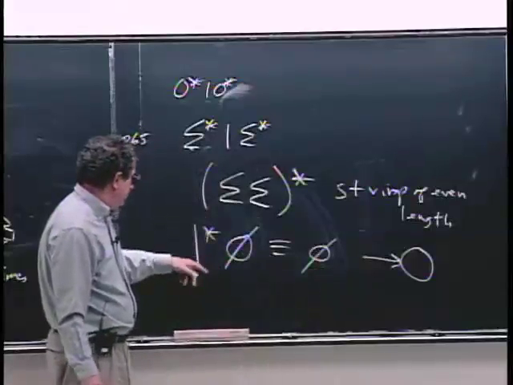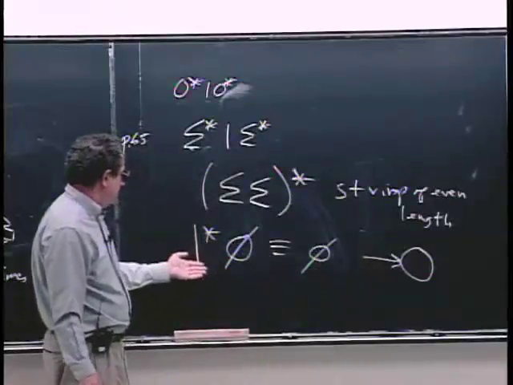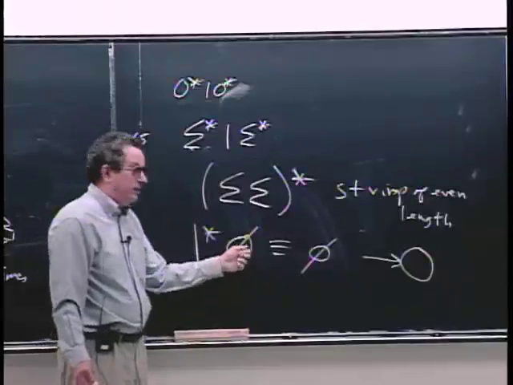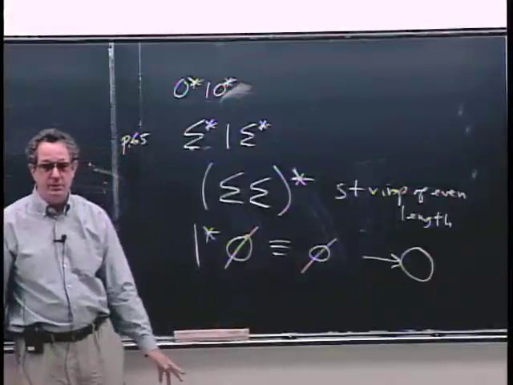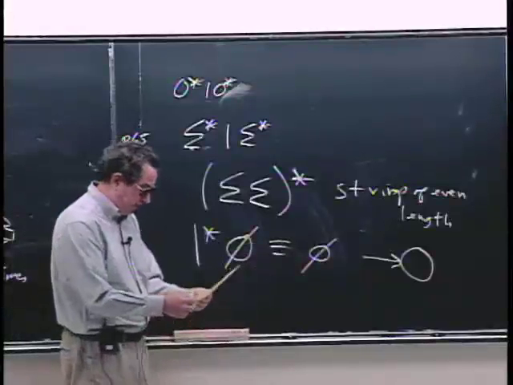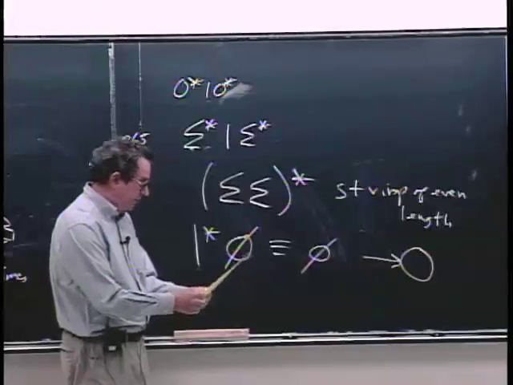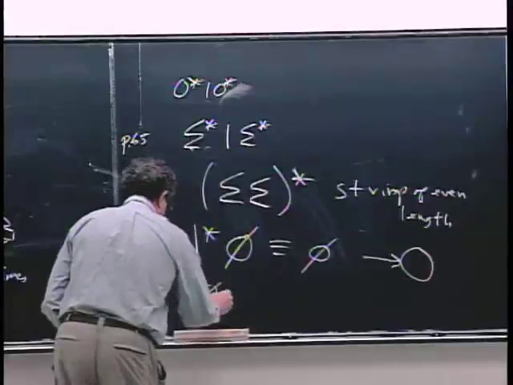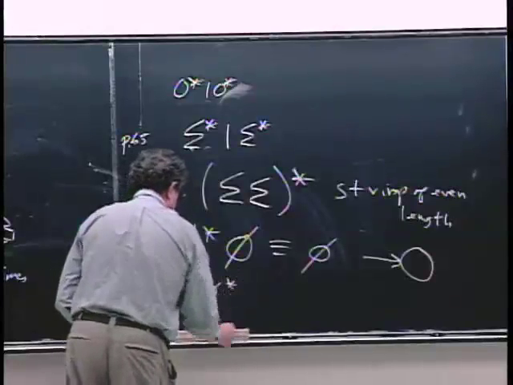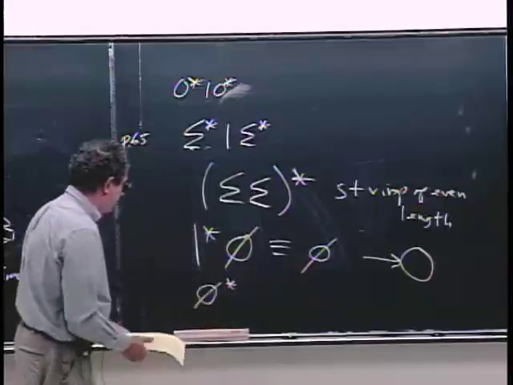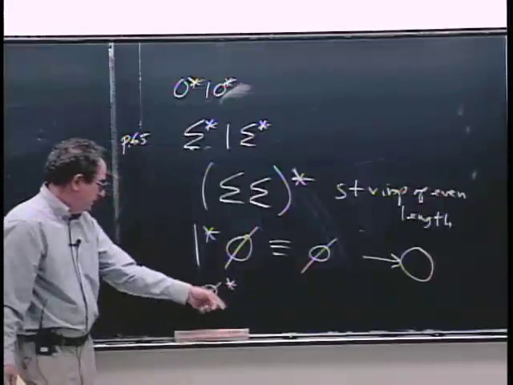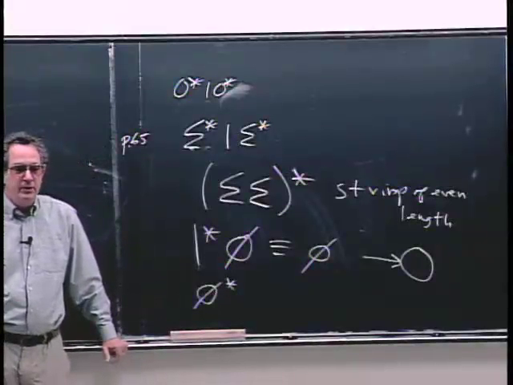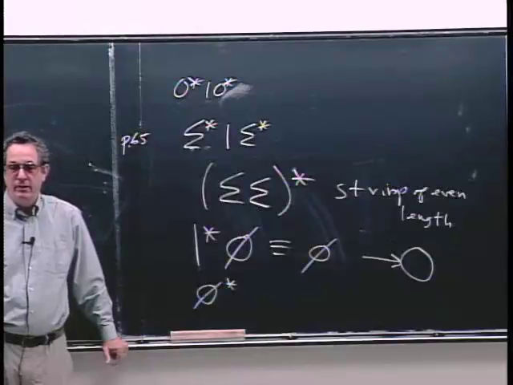And if you have 1 star, or even sigma star, anything, concatenated with the empty language, that's the same thing as the empty language. That's something you have to meditate on a little bit. And what about this one? The empty language to the star. What's another way of putting that one?